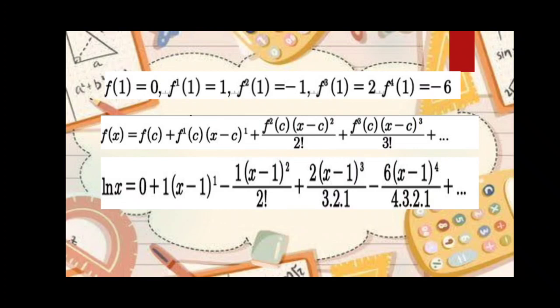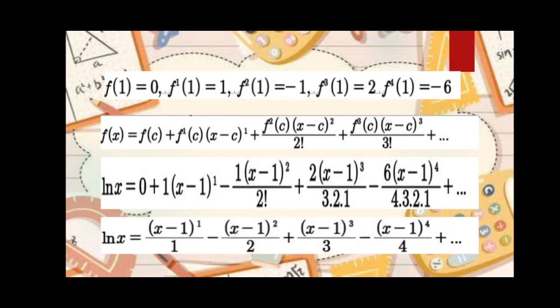So ln x is equal to 0 plus 1 times the quantity of x minus 1 raised to the 1 power, minus 1 times (x minus 1) squared over 2 factorial, plus 2 times (x minus 1) cubed over 3 times 2 times 1, minus 6 times (x minus 1) raised to the 4th power over 4 times 3 times 2 times 1, plus and so on. So ln x is equal to (x minus 1) over 1, minus (x minus 1) squared over 2, plus (x minus 1) cubed over 3, minus (x minus 1) raised to the 4th power over 4.